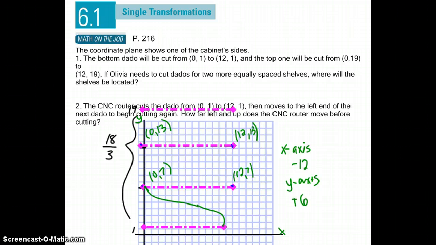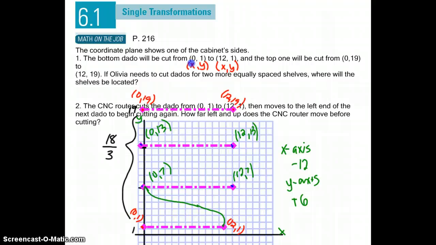Question 1. The bottom of the dado will be cut from 0, 1, which means your x-coordinate is 0 and your y-coordinate is 1, to the point, again, x-coordinate is 12, y-coordinate is 1. And then the top one will be cut from 0, 19 to 12, 19. Mine's a little bit off, but this point here would be the point 0 and 1, and this point here would be 12 and 1. Then this point right here would be 0 and 19. This point here would be 12 and 19. So they need to install 2 more cuts in between here.